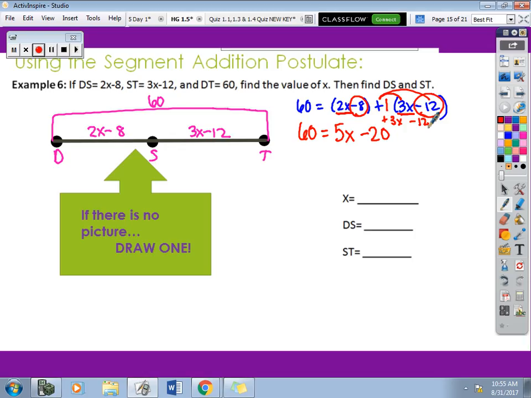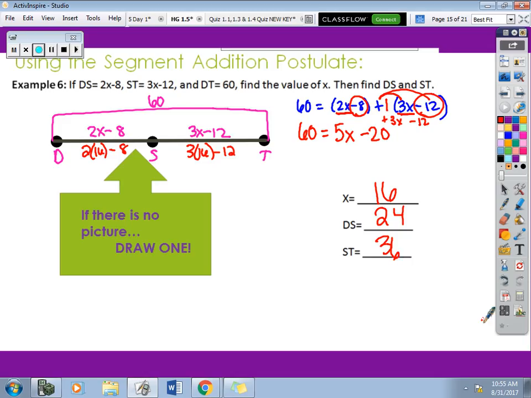So we can know what they got for the value of x. Evelyn? 16. Good, we should be getting 16. And then we take 16 and we plug it back in. What do we get for DS, Parker? 24. Good. And how about for ST? Michaela? 36. Guys, we still have 2 minutes.